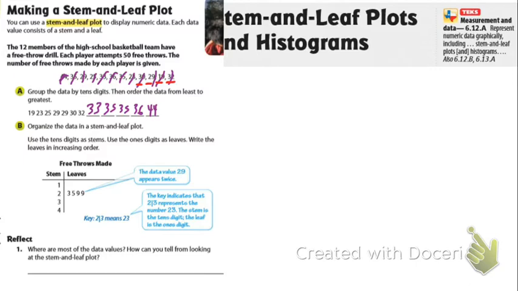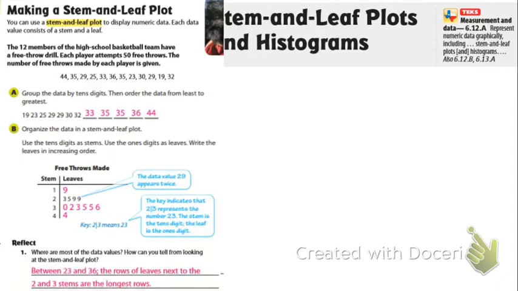Letter B, organize data in a stem and leaf plot. Use the tens digits as stems. Use the ones digits as leaves. Write the leaves in increasing order. So right here, ladies and gentlemen, we had 19. The way we would represent that would be like this. We would put the 9, the ones place right there, which is the leaf. So it's 19. Next one is 23, which is already there, 25, and so forth. And this is what we should have had in the end, ladies and gentlemen.